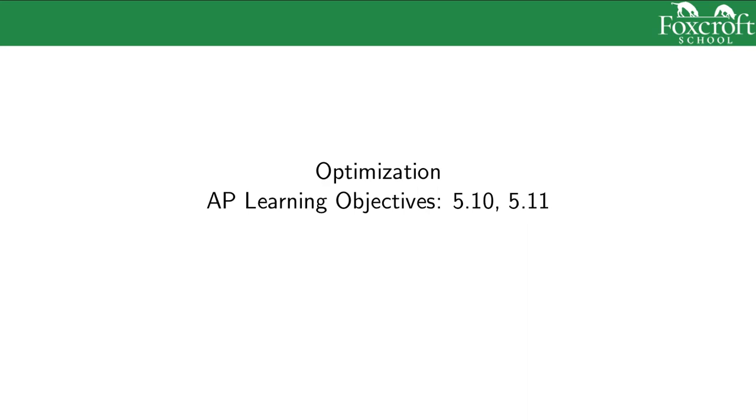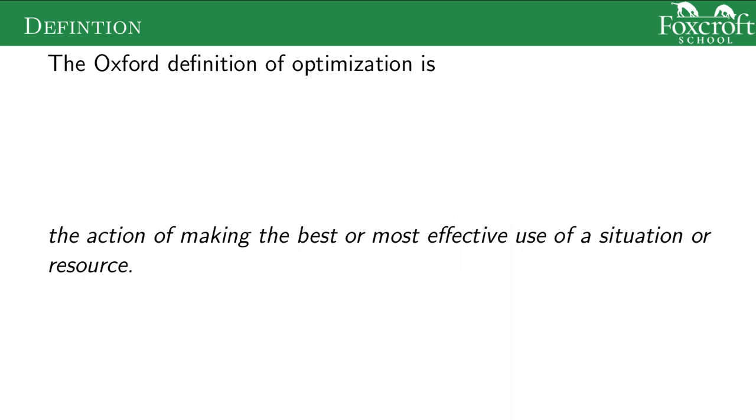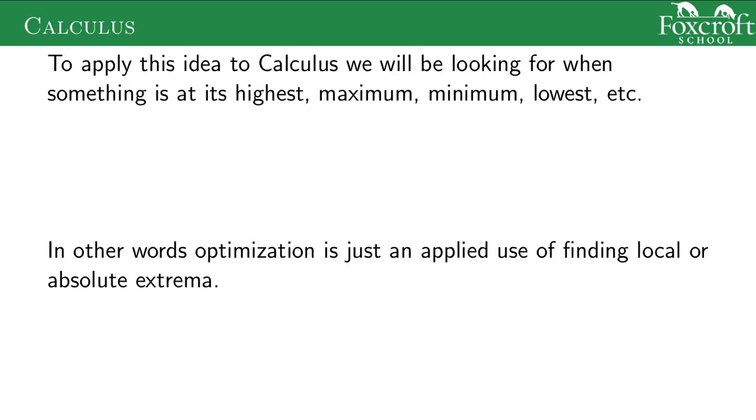The last thing we'll cover in this unit is optimization. So real quick, if you were to Google optimization for a definition, you would get the action of making the best or most effective use of a situation or resource. So best or most of something means you're optimizing. When we apply this to our idea of calculus, when it's something the best or the most, it's the highest point, the maximum.